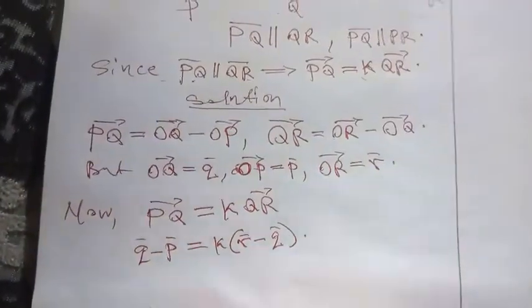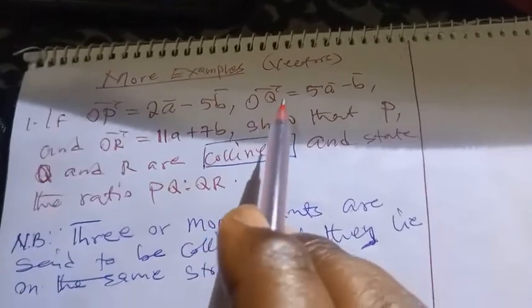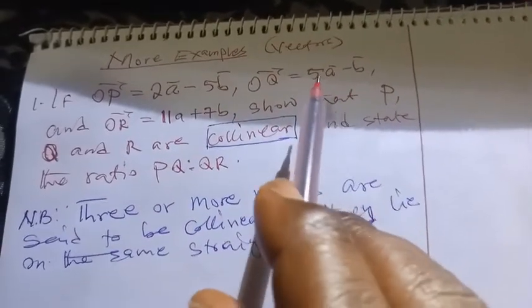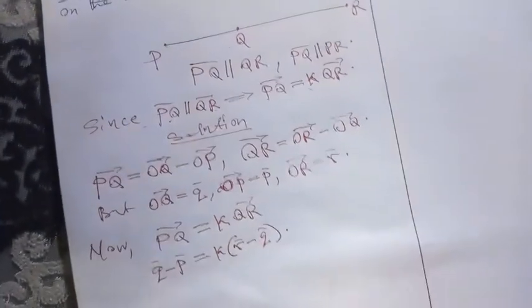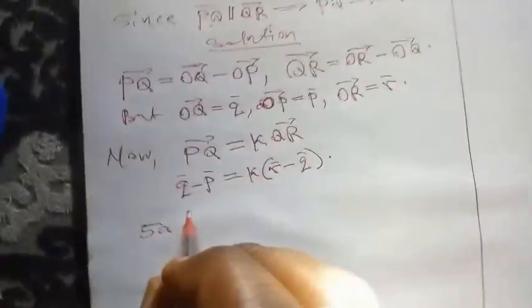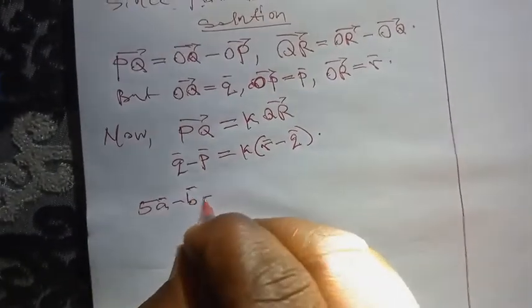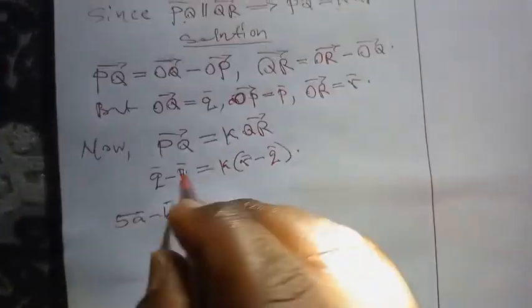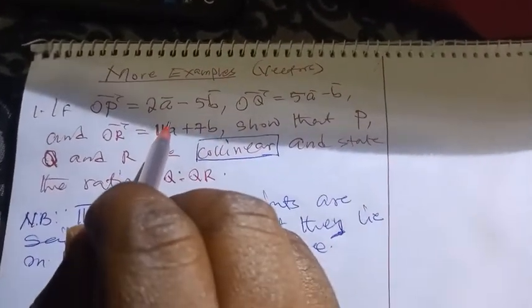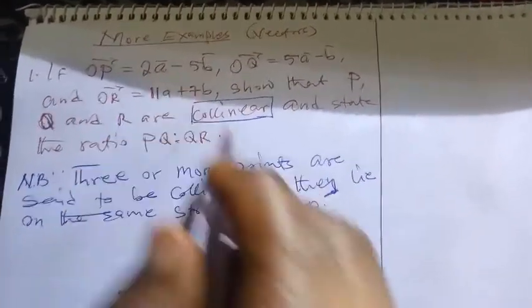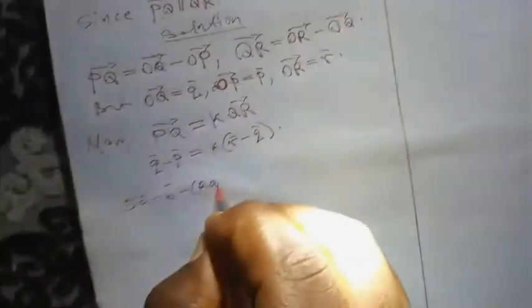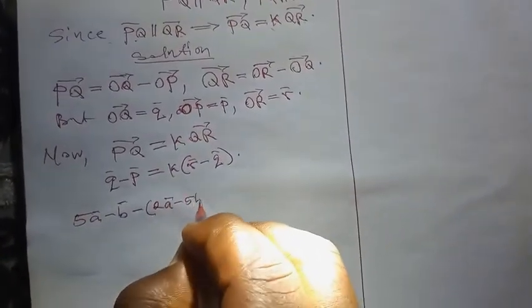I can do it like this. All right, but vector Q is given to me because OQ is given to me. OQ is given as 5 vector A minus vector B. So I have 5 vector A minus vector B, then minus, let me take this in the bracket, minus vector P. That will be OP, which is 2 vector A minus 5 vector B.